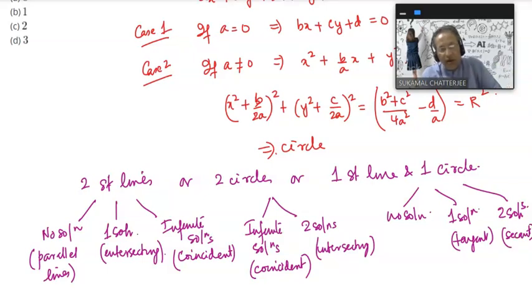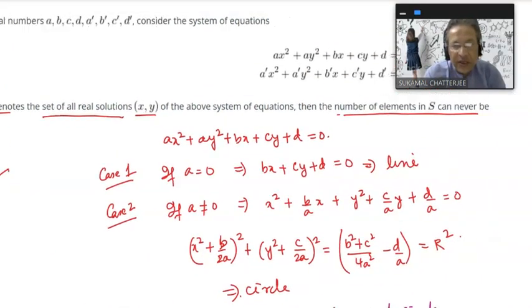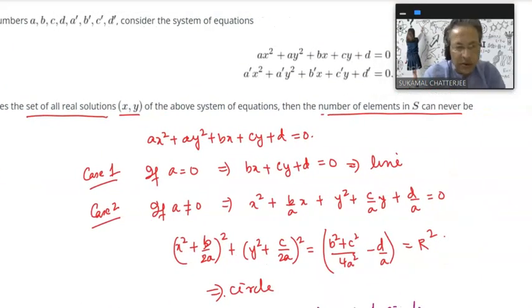So in all the cases the possibilities are no solution, that means zero solutions, one solution, two solutions, or infinite solutions. So 0, 1, 2 can be the number of solutions of the two equations, but 3 cannot be the number of solutions of the two equations. The question is, which of the following cannot be the number of solutions of the two equations? So the answer is 3.